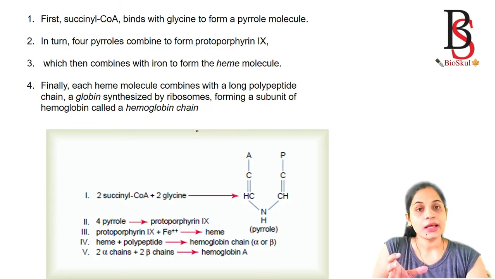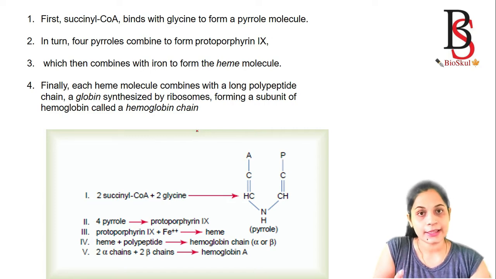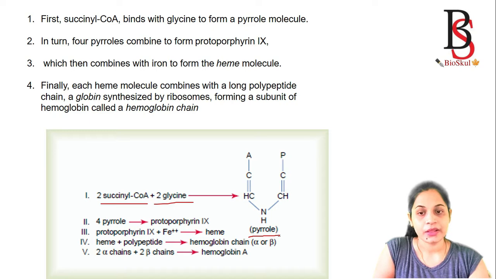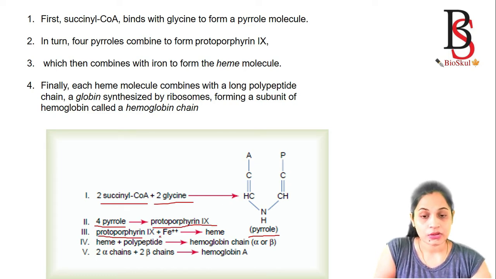And now we'll see how hemoglobin is synthesized. First, 2 succinyl coenzyme A combines with 2 glycine to form the pyrrole molecule, or the pyrrole ring. In turn, 4 pyrrole rings combine to form protoporphyrin IX. The protoporphyrin IX combines with iron to form heme. We have seen it before.